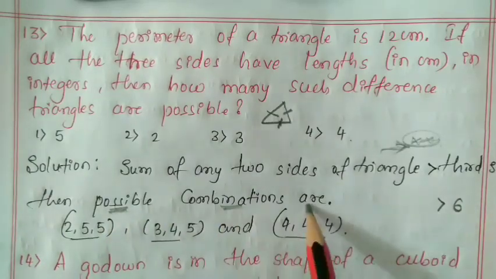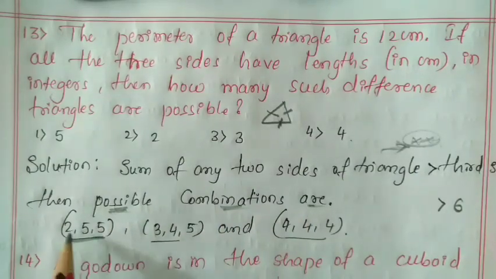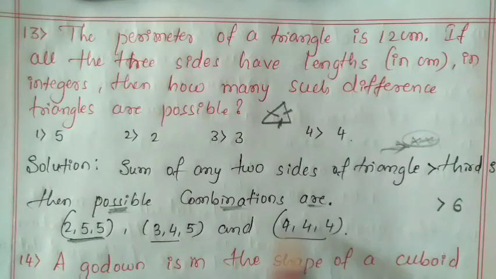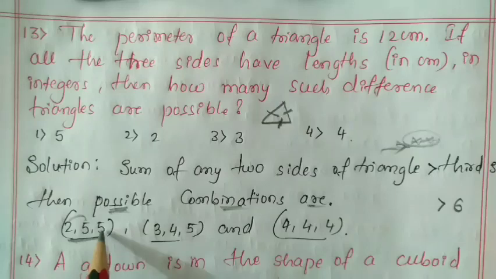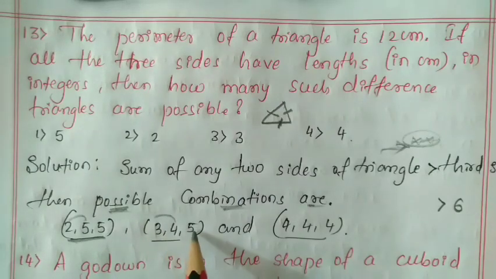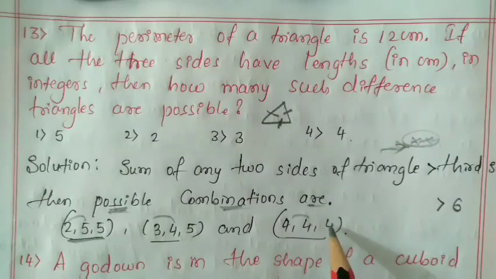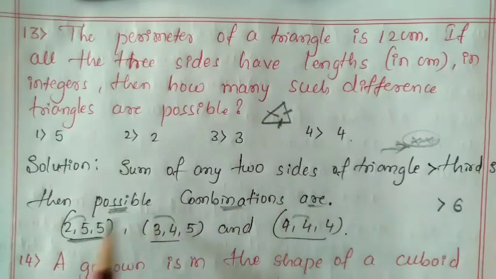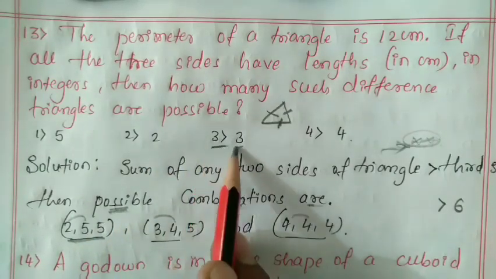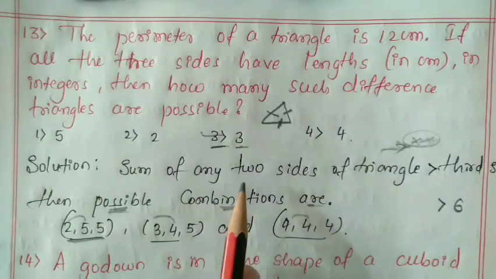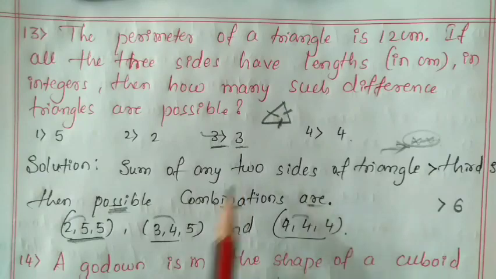So here the possible combinations are 2, 5, 5; 3, 4, 5; and 4, 4, 4, because the sum of these two is greater than 5, the sum of these two is greater than 5, and the sum of these two is also greater than 4. So that's why there are 3 possibilities. So the third option is the correct answer. This is very important, dear friends. You can practice it.